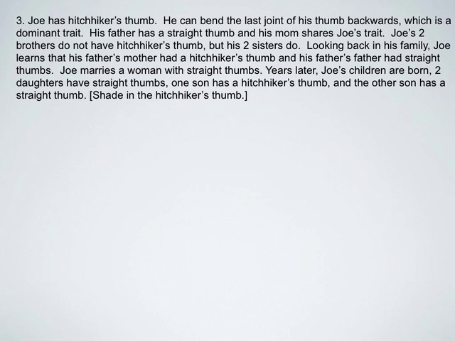Now, let's go over this. Check your answer, or whatever you got done thus far, so that you can be sure you understand how to do it. So Joe has a hitchhiker's thumb. Let's start with Joe. His father is going to be up above him, and he has a straight thumb. His mom shares Joe's trait.